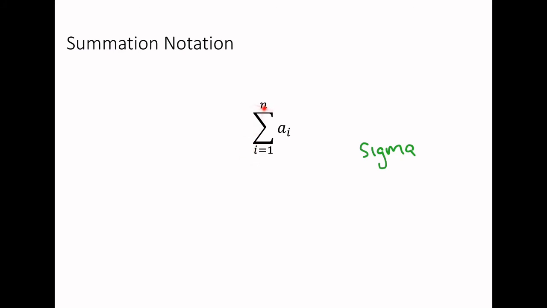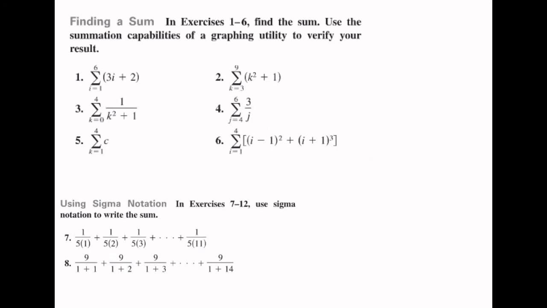So let's say n is 7. Then we're going to go through this and start at 1 and say a sub 1 plus a sub 2 plus a sub 3 plus all the way up to a sub 7. Okay, and that's what summation notation does and means. So here are some examples. I think these are from your book.